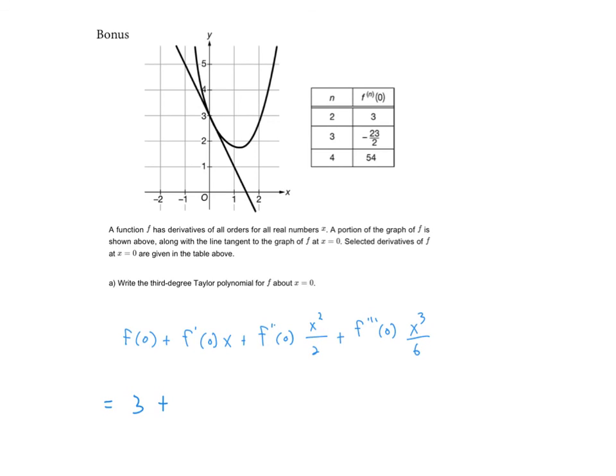Okay, so f prime of 0. That's the slope of the tangent line, right? The first derivative is the slope of the tangent line. So we can see the slope of this tangent line goes down to the right 1, so this is negative 2. That's the slope, so that's the derivative. This will really be minus 2x. Okay, the next derivative at 0 is 3.